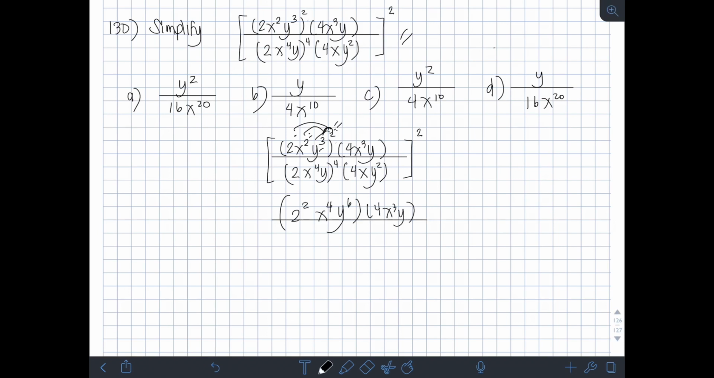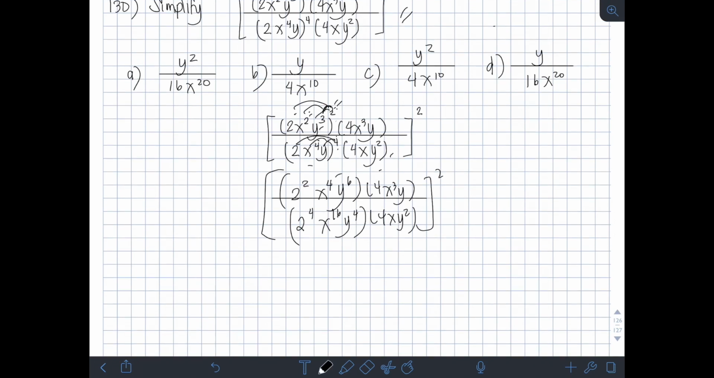So, sa denominator then apply din natin dito sa 2x to the 4th, y to the 4th. So, distribute yung exponent na 4. So, 2 to the 4th, x to the 4 times 4, right? 16. Y raised to. So, 1 lang yung exponent ni y. So, 1 times 4 is 4 lang. Then, times. Copy lang din tong 4xy squared. Then, squared.